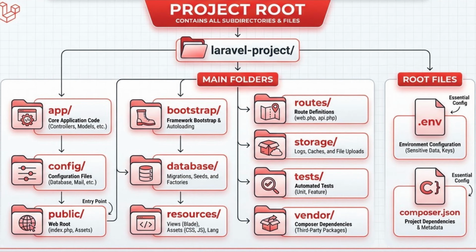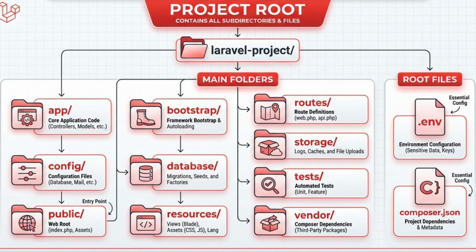The database folder manages migrations, seeds, and factories, helping you structure and populate your database with ease. The resources folder contains blade templates, raw CSS and JavaScript files, and language files used for localization. This is where you manage everything that eventually becomes the user interface or static resources for your app.